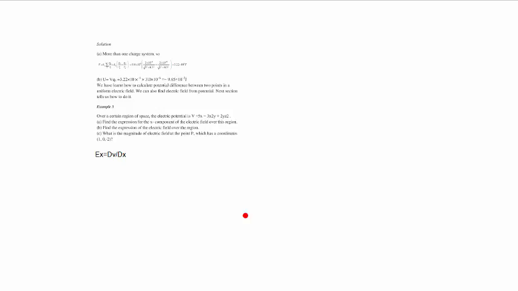Okay. Now let's look at part B. Part B says find the expression of the electric field over the region. Okay, so now when it says electric field over the region, what we have to do is, for the whole equation that is given, we will differentiate in terms of dx, then we'll differentiate in terms of dy, then we'll differentiate in terms of dz. Okay, so that is what we'll be doing. And if we differentiate with respect to y, we should get 5x.